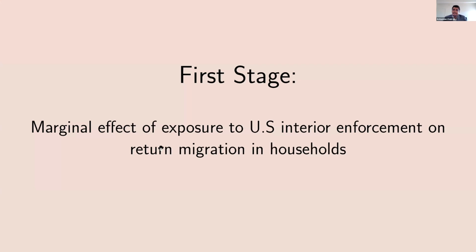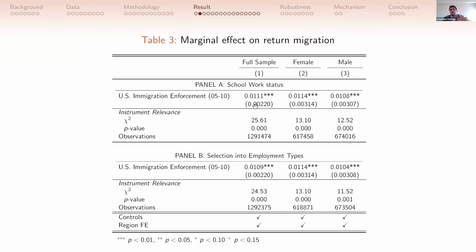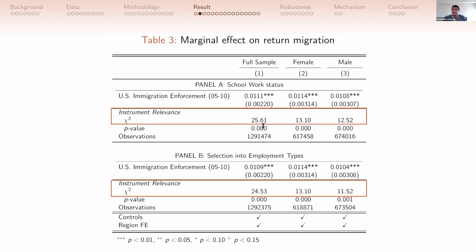So moving on to the first stage results, I find that with more exposure to interior enforcement, there are more return migrants in households in those municipalities. I have divided this table into panel A for the school work status sample and panel B for selection to employment ties. This is because the number of observations differs slightly for both samples, for both dependent variables. I've divided this table by full sample, male sample and female sample. For all these samples, my chi-squares are greater than 10, which suggests the relevance condition is satisfied.